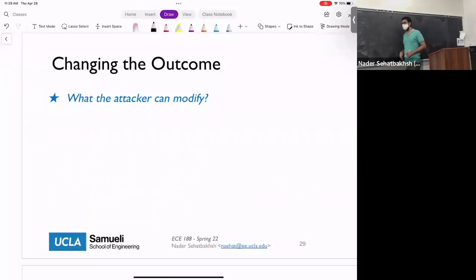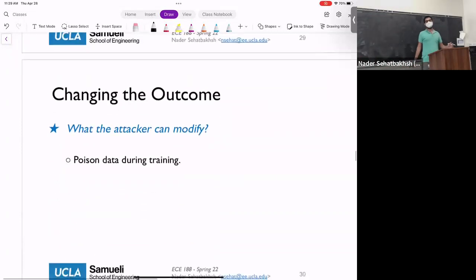So if you think about it, the attacker basically needs to change things in the inputs, right? So the first thing that the attacker can do is what is called a poisoning attack. What the attacker can do is change the inputs during the training, and basically what it does is change these X, Y labels. Either they can make an incorrect label, or make the X slightly different than what it used to be. And we call it poisoning the data.